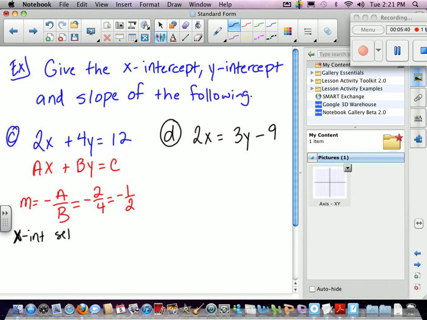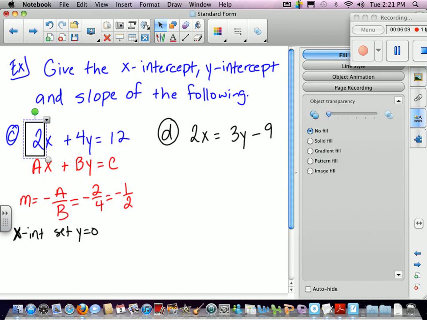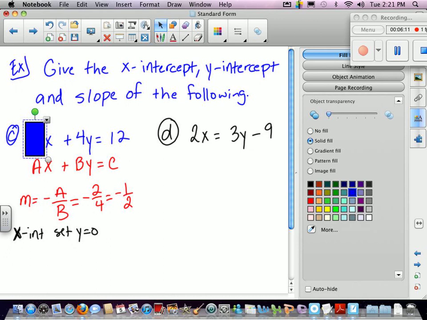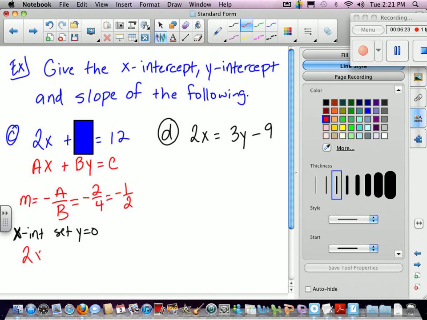Alright. I don't want that. Let me get a rectangle here. Alright, so we're going to take that and cover that up. Alright, so if we cover up the y term, we would have 2x is equal to 12. So that means that x would be 6, so that would be the x-intercept.